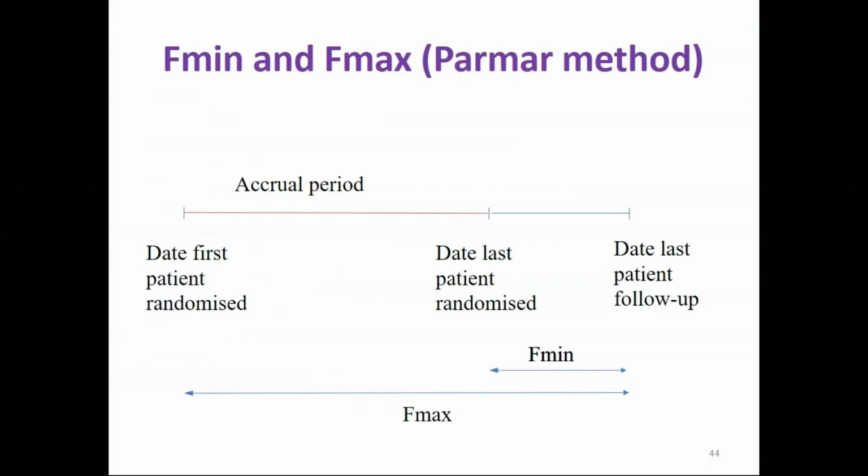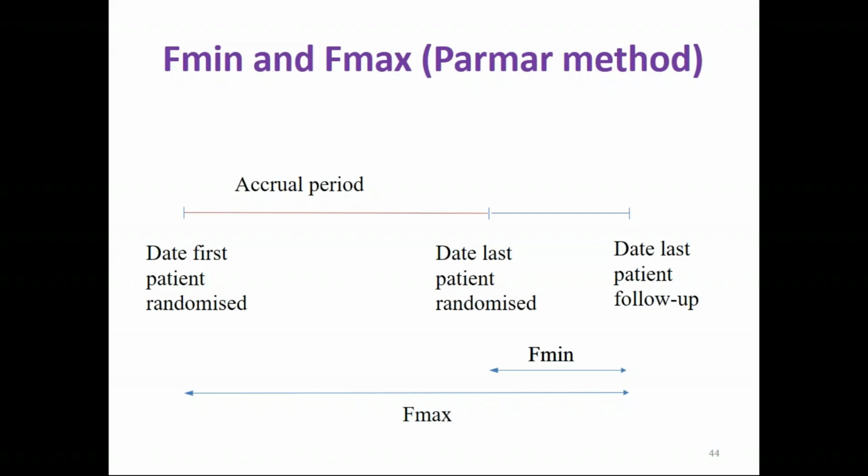If we're using the Parmar method, then we also need to extract information about the minimum and maximum follow-up time, and that's so that we can make these calculations, and we're making an assumption here of uniform censoring occurring within these intervals of time. So we can see here in this diagram that Fmin is the minimum follow-up time, which is the time between the date that the last patient's randomised up until the date of last follow-up, whereas Fmax is the interval of time between the date the first patient's been randomised and the last patient's been followed up.